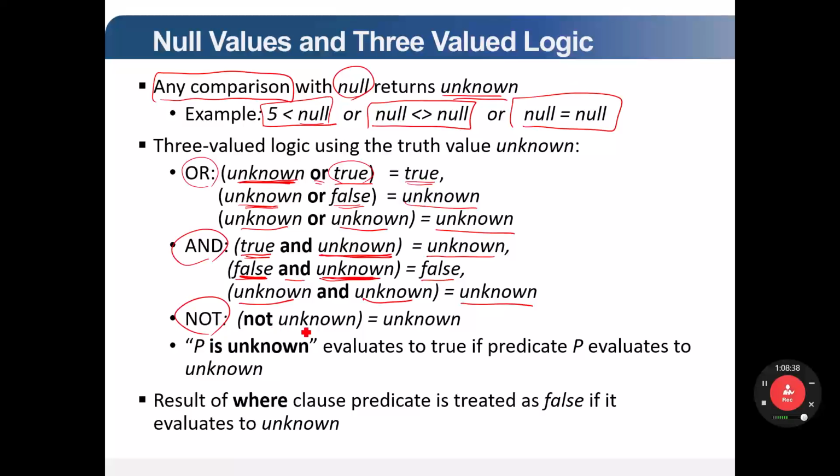What about the NOT operator? This negates the Boolean value of the operand. We do not know whether this unknown value is true or false, so even if we negate it, still we do not know.